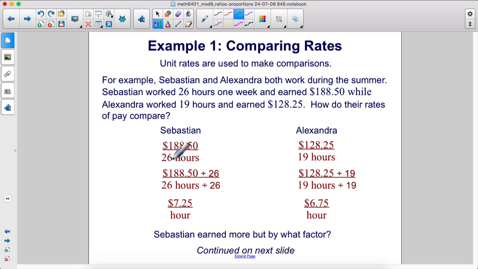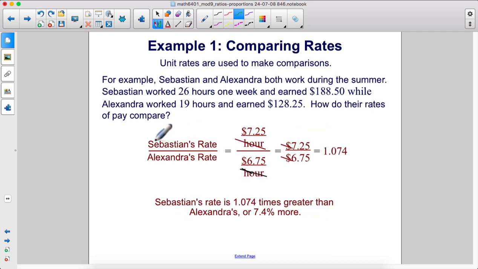Since we have 26 hours in the denominator, we are going to divide top and bottom by 26 so that the denominator becomes 1 hour. 188.5 divided by 26 is $7.25 per hour. We're going to do the same thing over here. Since her rate was given per 19 hours, we're going to divide top and bottom by 19 so that the denominator is also 1 hour. Therefore, the numerator becomes $6.75 per hour. Sebastian clearly earned more, but by what factor?